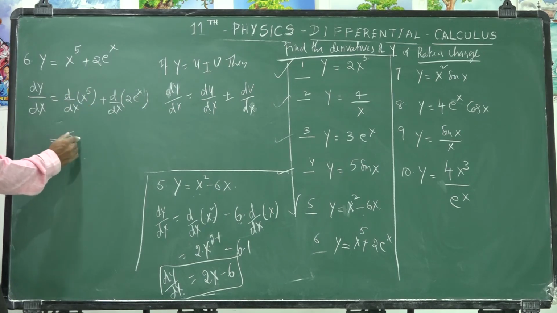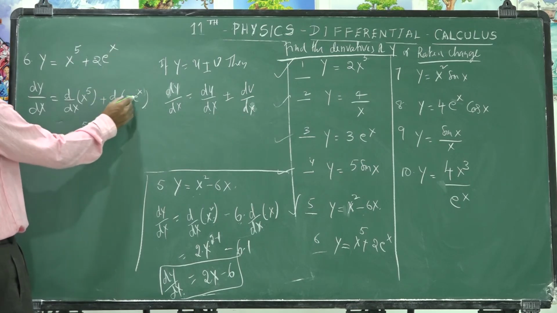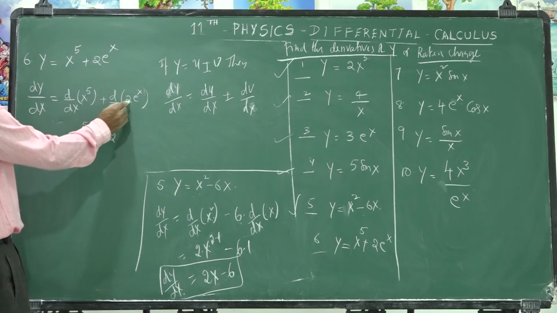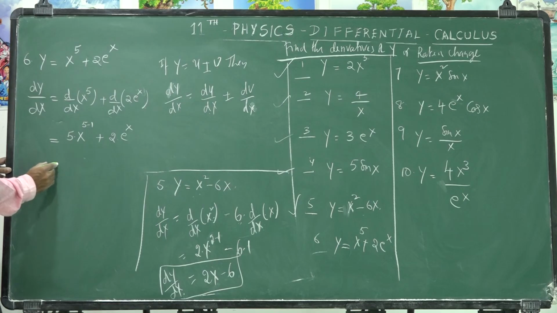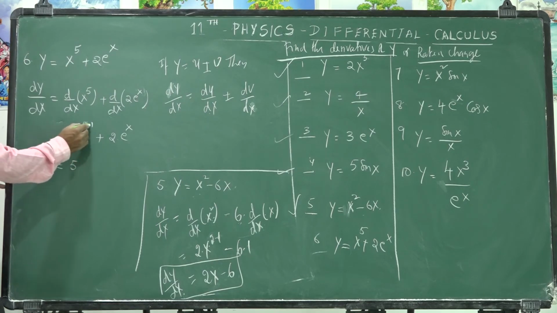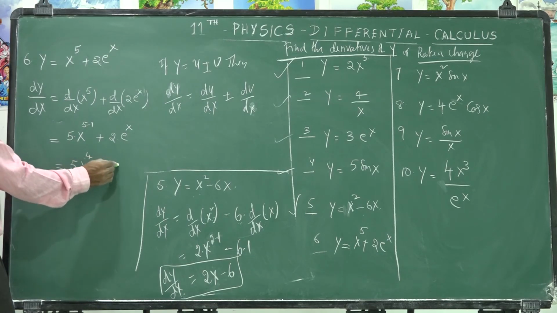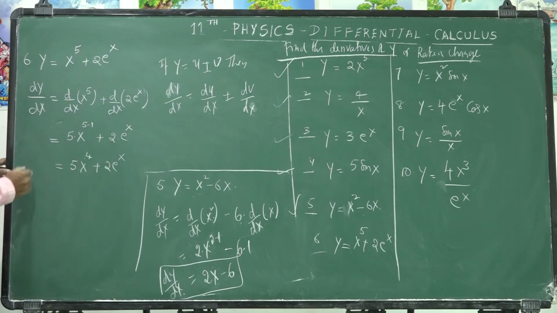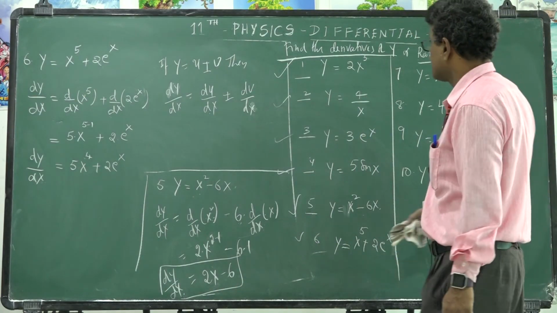n is 5, x to the power n minus 1, that is 5 minus 1, 4, it will become. d by dx of 2, you take out, constant. d by dx of e to the power x is e to the power x only. So that is 5 x to the power 5 minus 1 is 4: 5 x to the power 4 plus 2 e to the power x. This is dy by dx, the derivative of this function. That is the answer for the sixth one. Okay. Next.